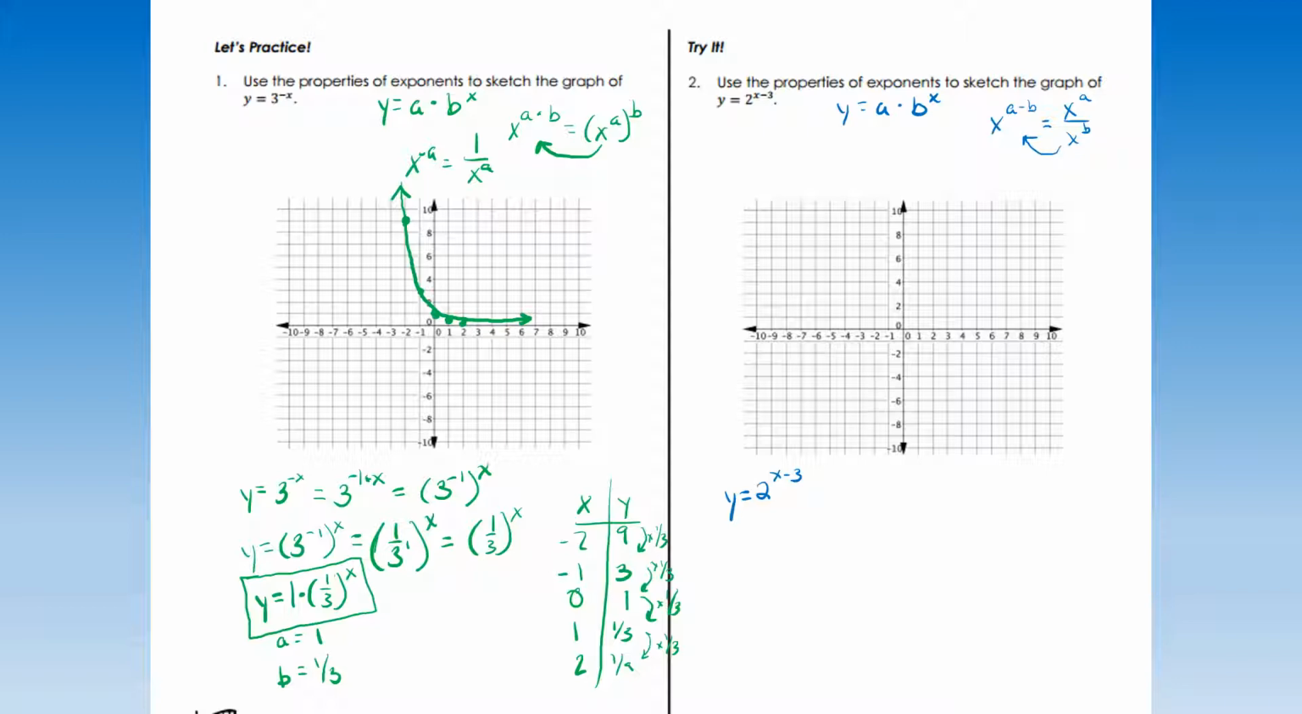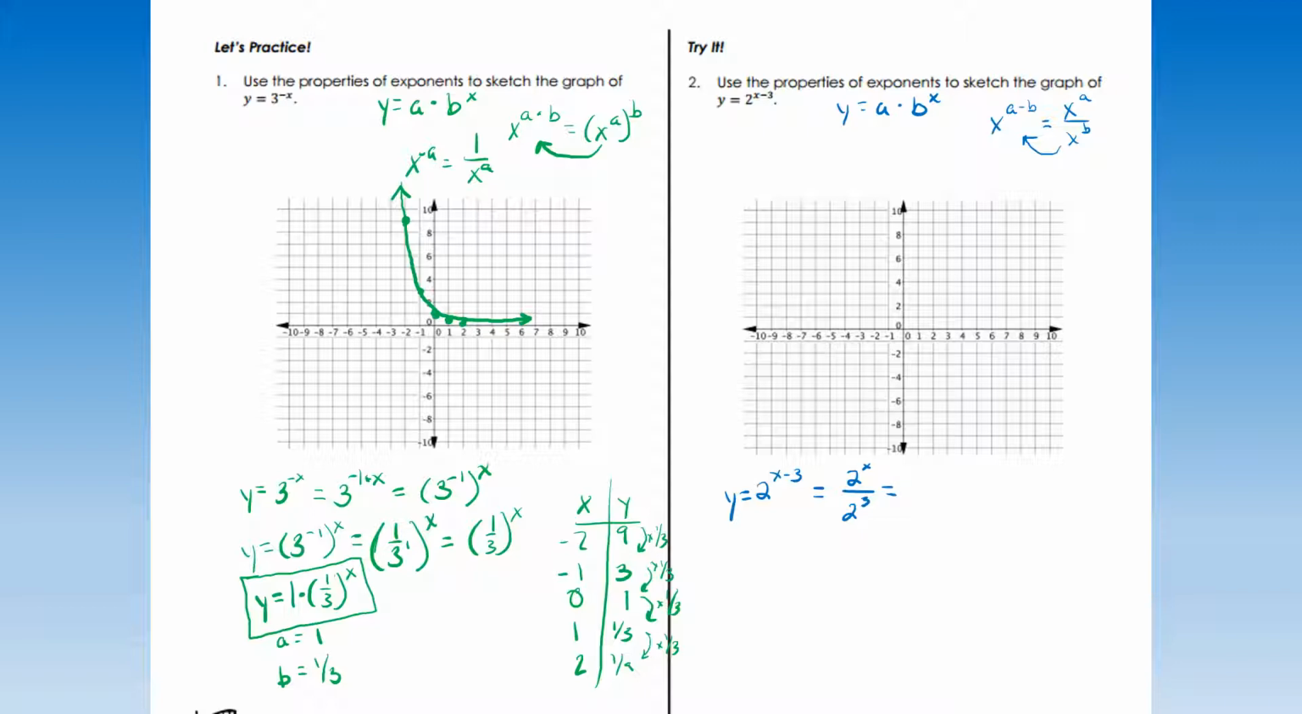So since I'm subtracting x minus 3, that means I must have had the expression 2 to the x power over 2 to the third. The same base is 2, and then I subtract x minus 3 because x is the power in the numerator and 3 is the power in the denominator.